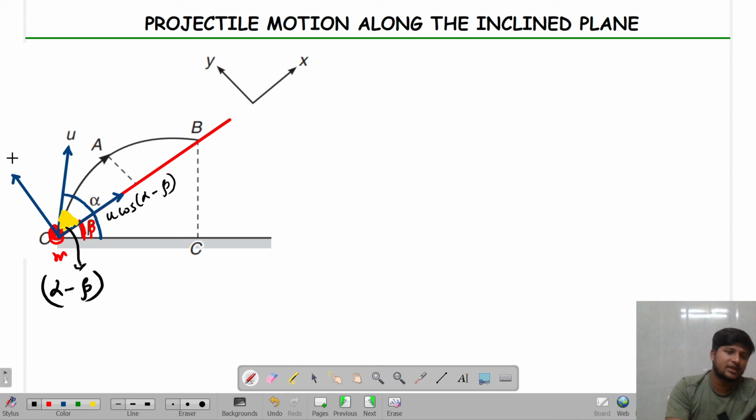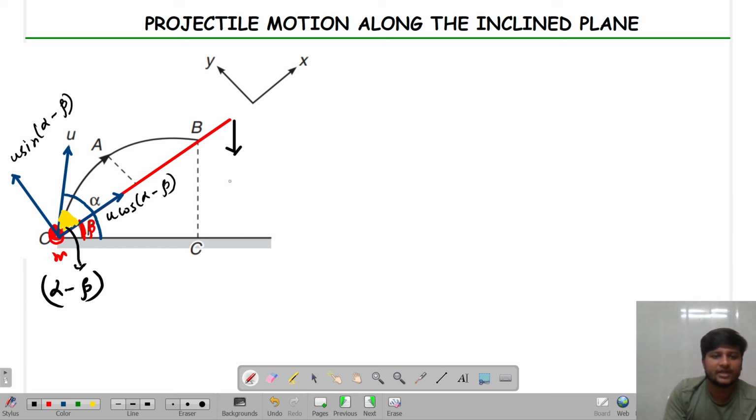Okay, and what is the vertical component? U sin alpha minus beta. Are you able to get me or not? Yes or no? Now look over here. You have, in the vertical direction, acceleration due to gravity, or not? Tell me yes or no.